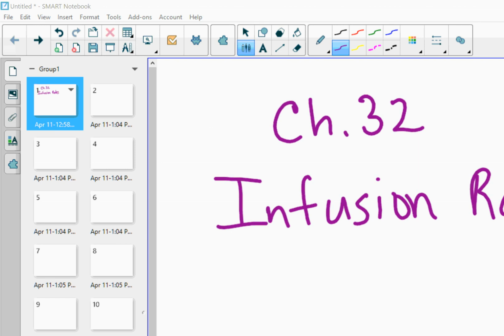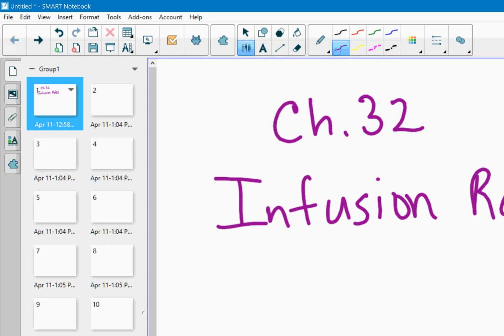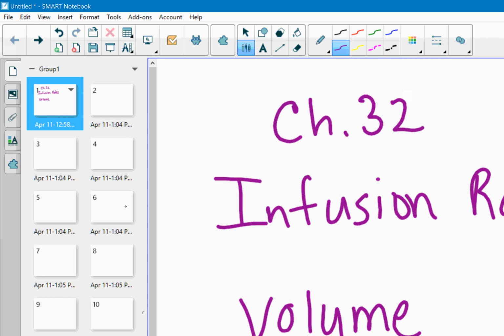So if the volume of the infusion and the time of the infusion are known, then the rate of the infusion can be calculated from the following formula. The formula is going to be your volume over time is going to equal your rate.